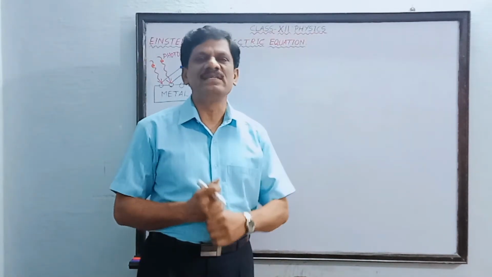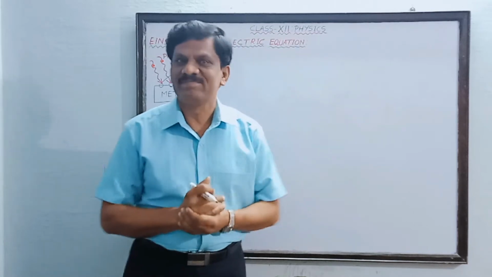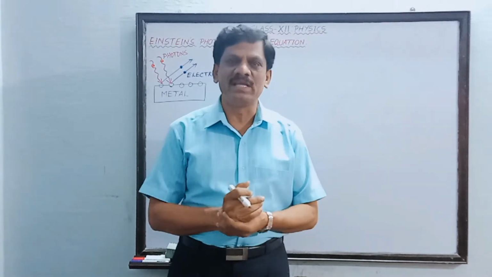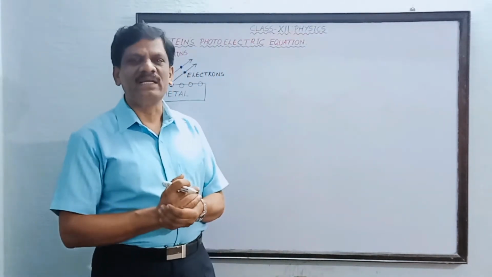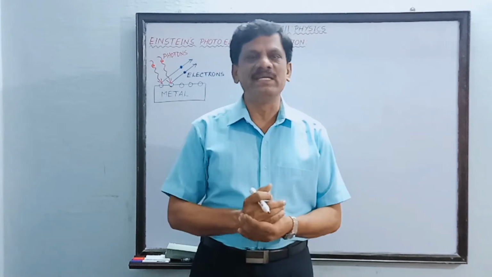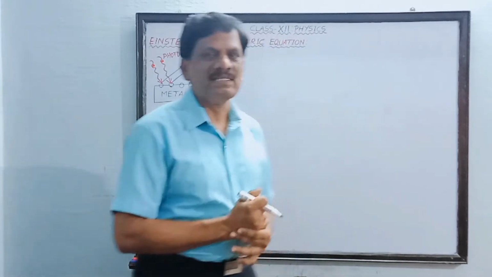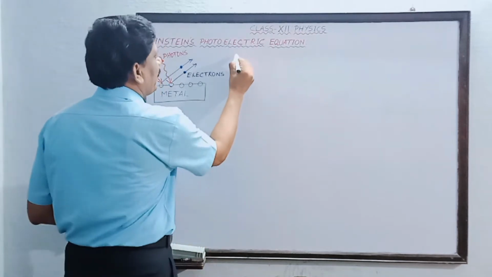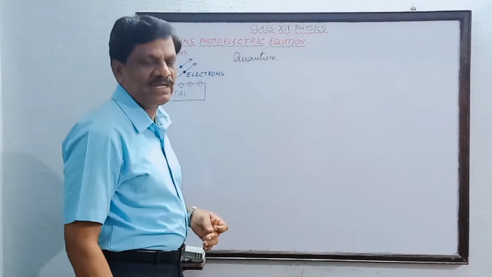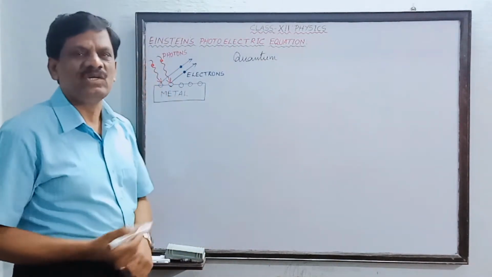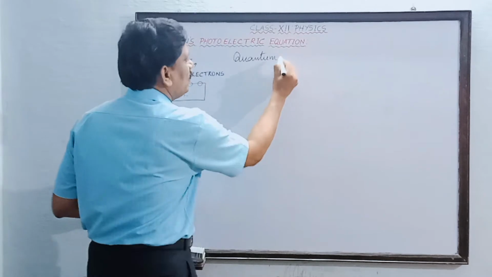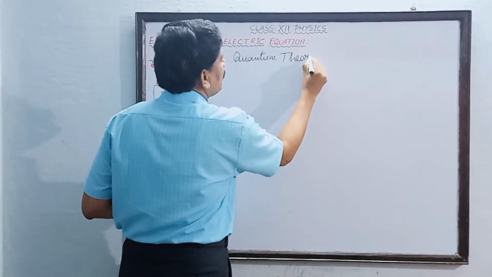This is derived on the basis of which theory of light? There are different theories of light, is it not? Corpuscular theory, wave theory, Maxwell's electromagnetic theory, and Max Planck's quantum theory of light. Among these four, the one used is the quantum theory of light. So I will write here quantum theory. According to the quantum theory, light is considered to be made up of discrete packets of energy called quanta or photons.